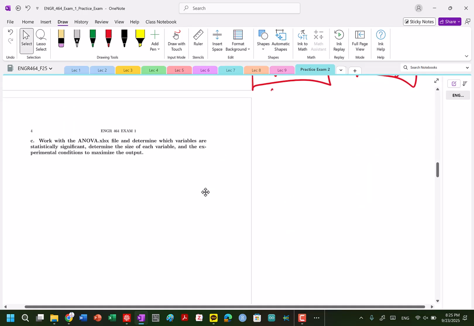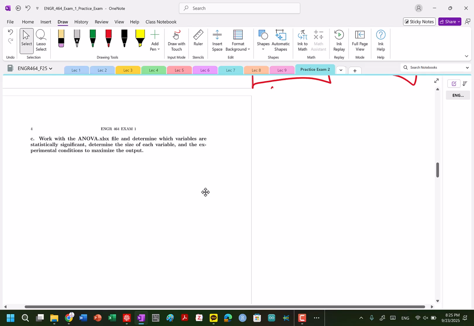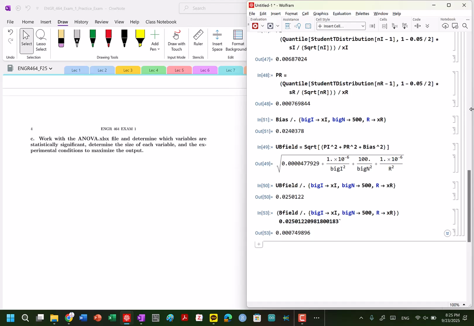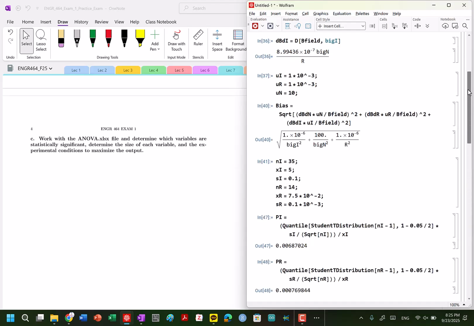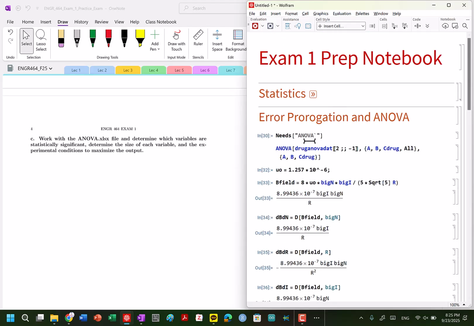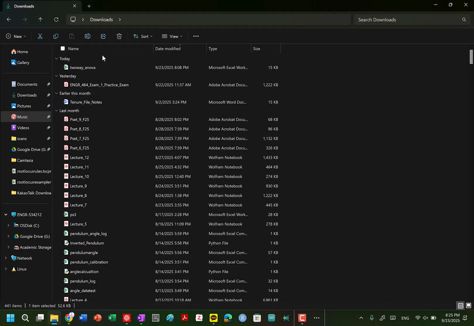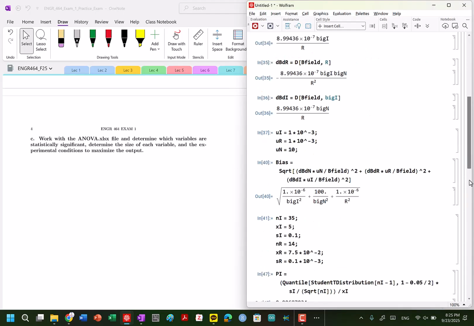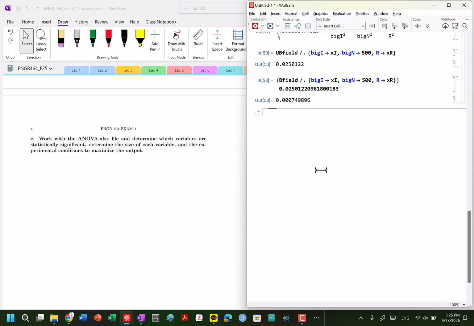Finally, work with the ANOVA XLS file to determine which variables are statistically significant, determine the size of each variable, and the experimental conditions to maximize output. So I'm going to need to utilize here, we have needs ANOVA. I need to find this file, which will be here. There we go. And I'm going to go through here and say import. I'm going to call this DAT.